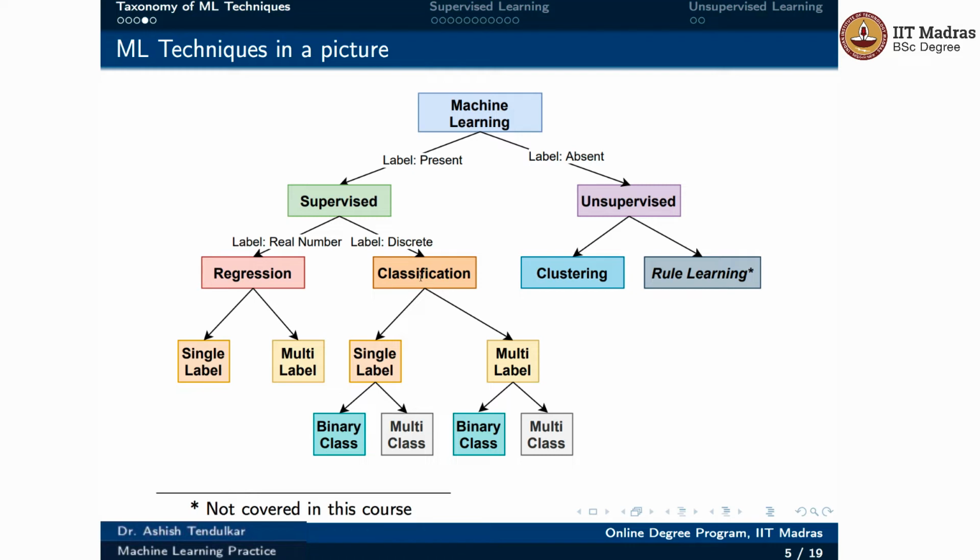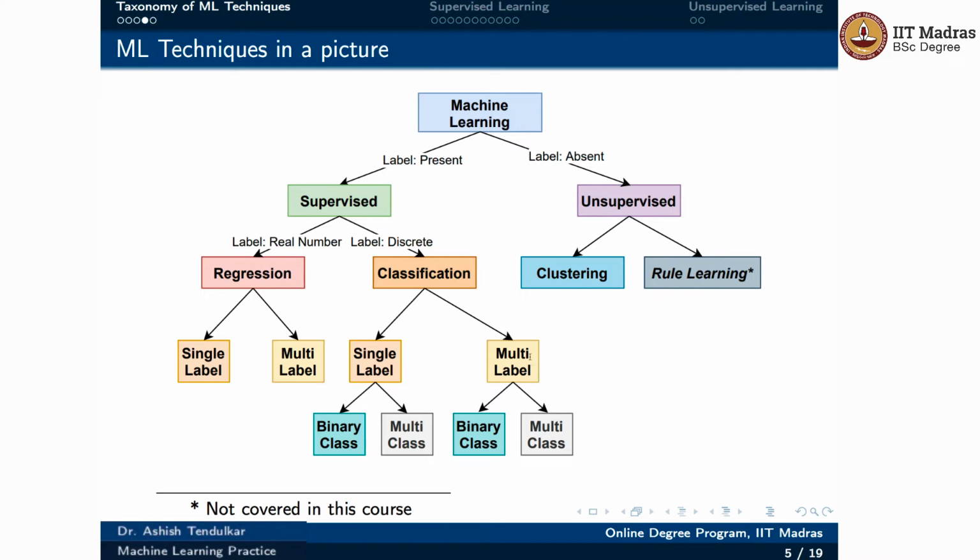In the same manner, there are further classification within the classification tab. So single label classification and multi-label classification. Within single label classification, there could be just two labels, positive or negative, or 0, 1, or yes, no. So if there are two labels, it's called as binary class classification or binary classification. If there are more than two labels that are present, we call it as a multi-class classification problem.